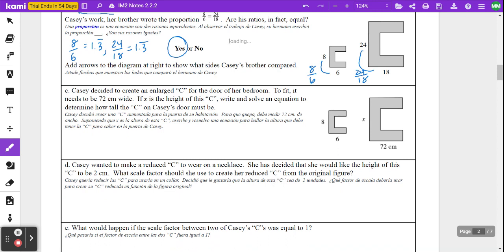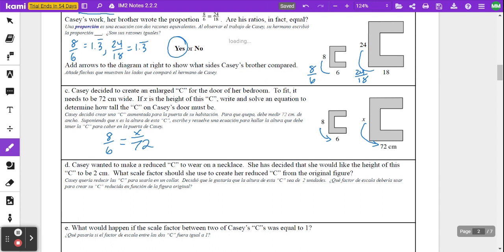Casey decided to create an enlarged C for the door of her bedroom. To fit, it needs to be 72 centimeters wide. If x is the height of the C, write and solve an equation to determine how tall the C on Casey's door has to be. So we're just going to set up our equation and then solve it. We know that 8 over 6 should be equal to x over 72. And that's all it takes for our equation.